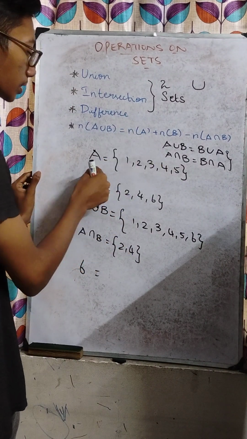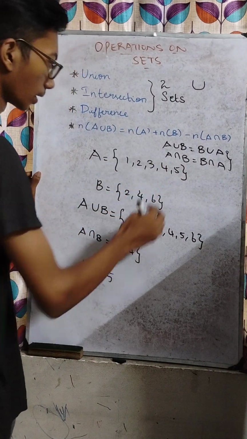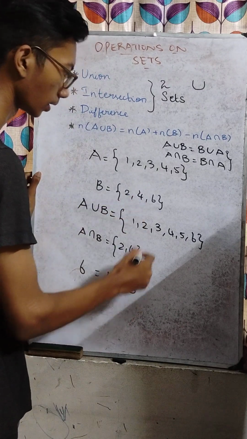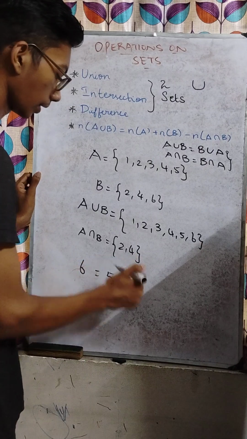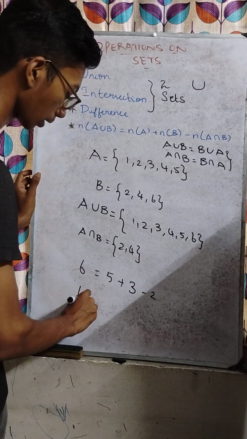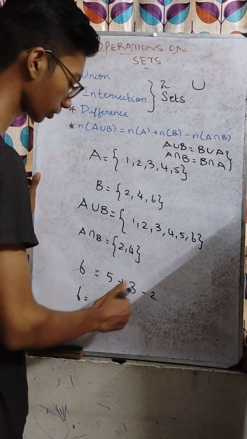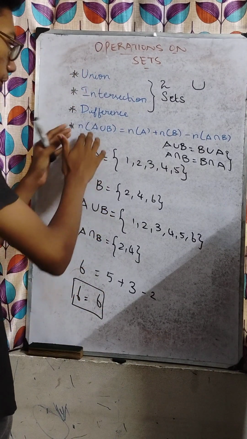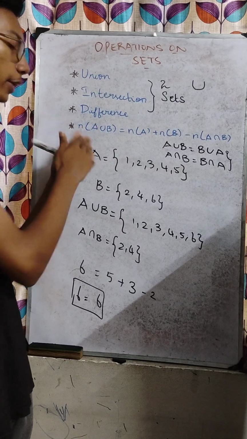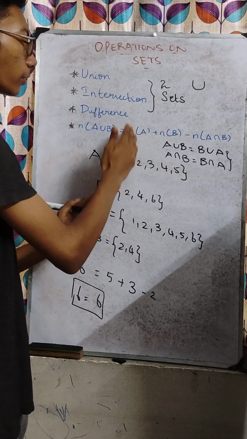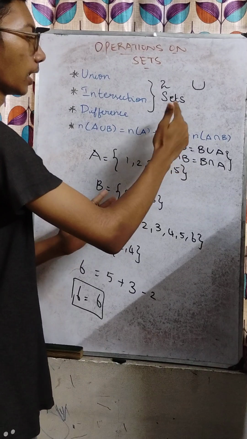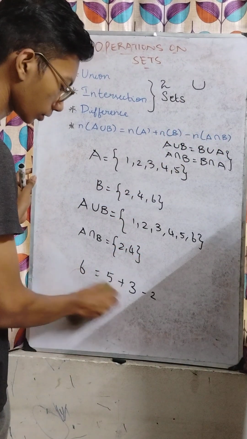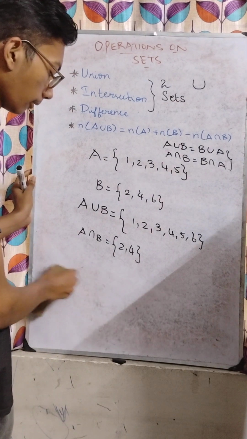n of A, how many elements does A have? 5. How many elements does B have? 3. Now the intersection elements, we have 2. So 6 equals 5 plus 3 is 8, minus 2 is 6. So this is what this formula is. The number of elements in A union B will be equal to the number of elements in A plus the elements in B, and subtract the intersection elements. So this is a very useful formula.